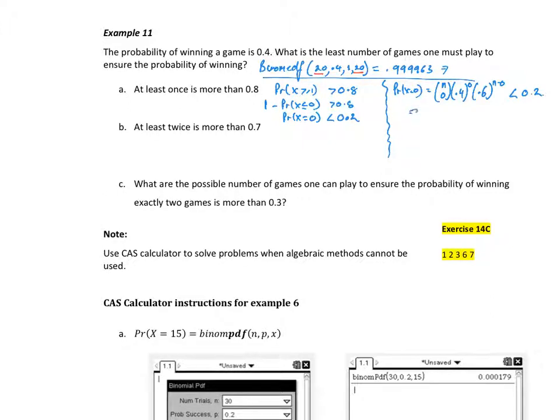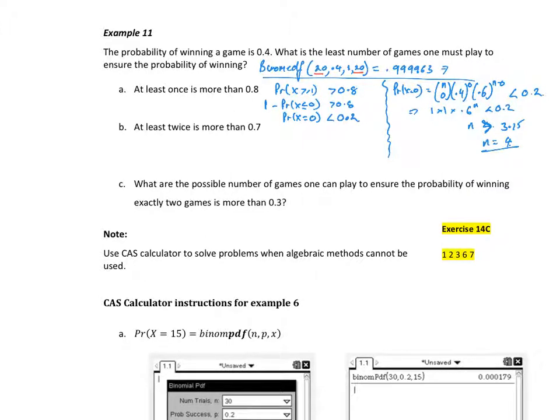nC0 is 1 times 0.6 to the n has got to be less than 0.2. On my CAS, that gives n has to be greater than 3.15. Therefore, I'm going to need to have 4 trials to ensure a probability of success of more than 0.8.